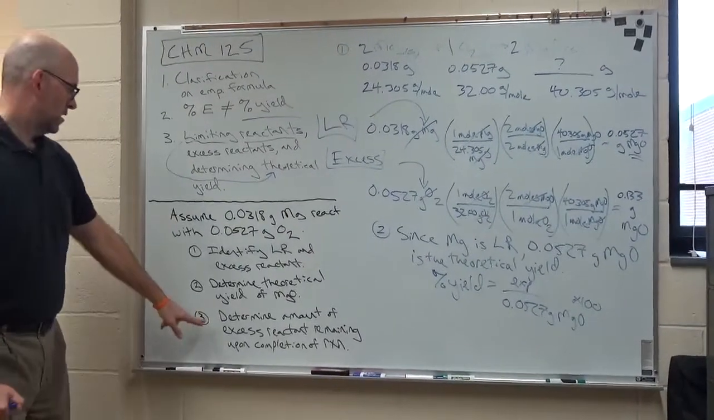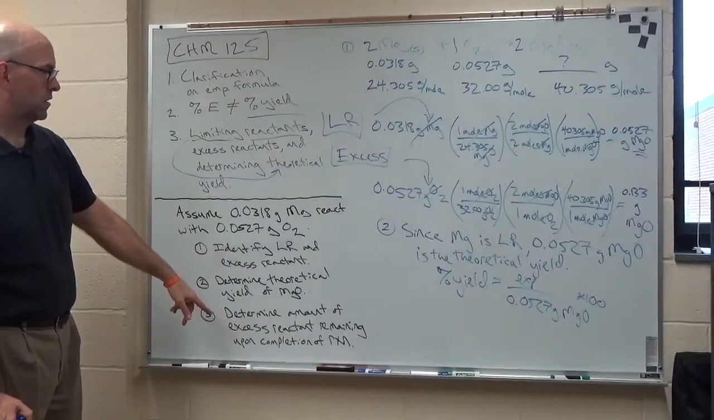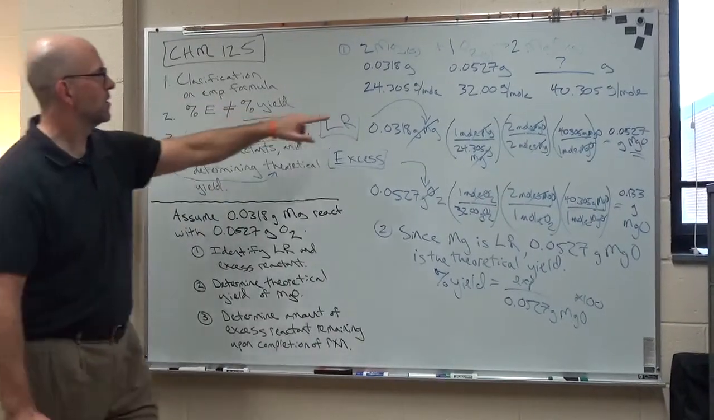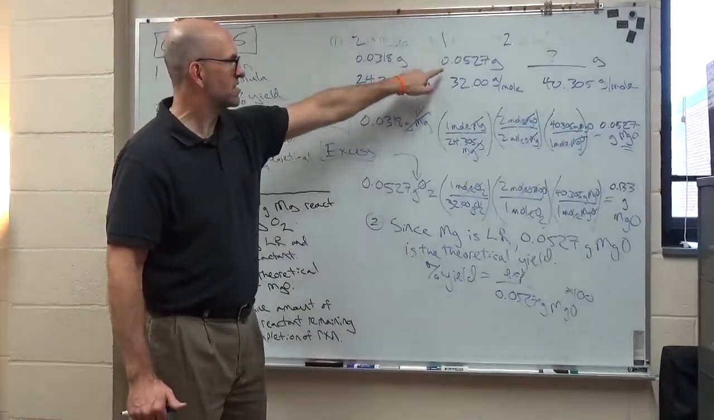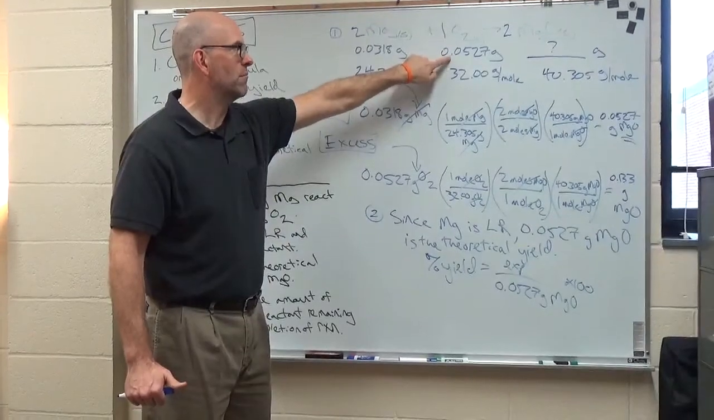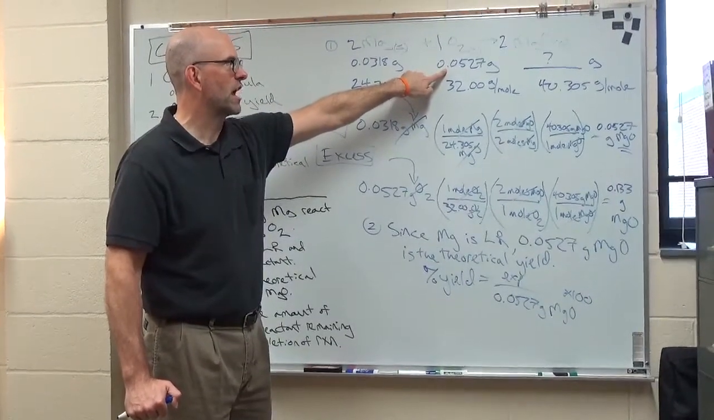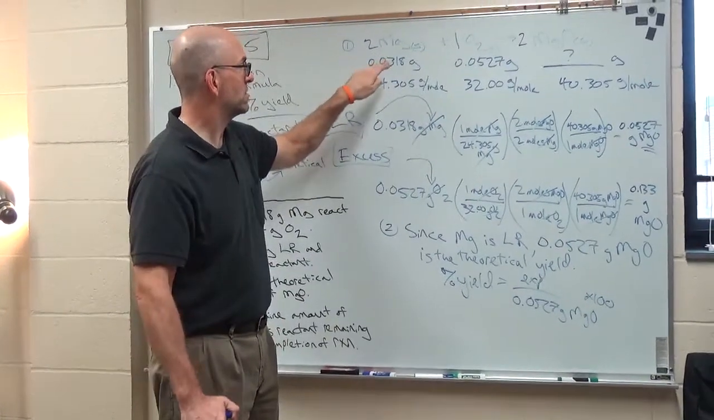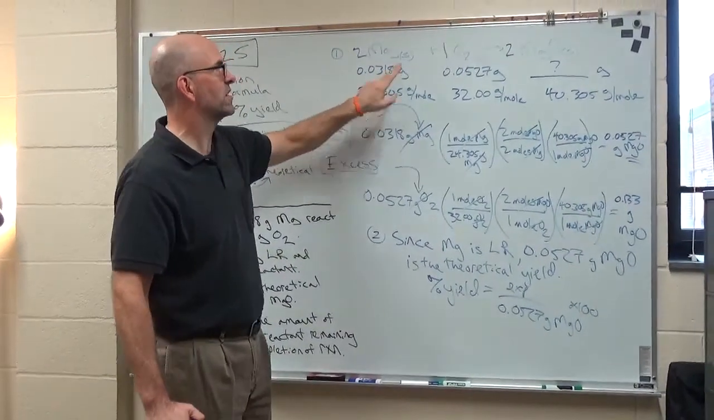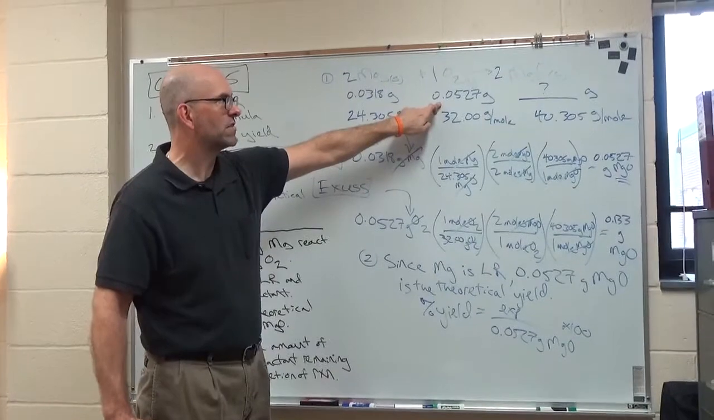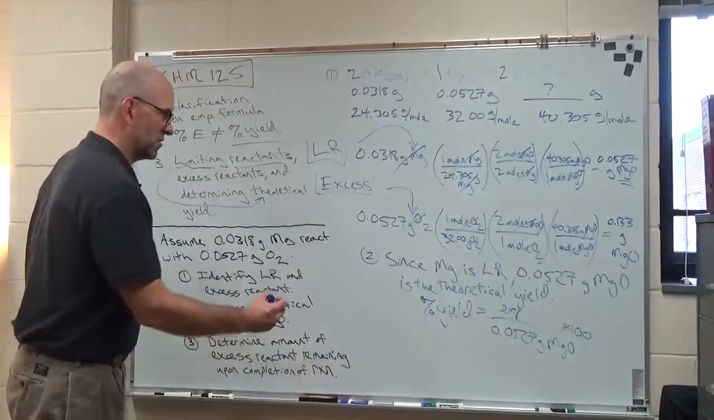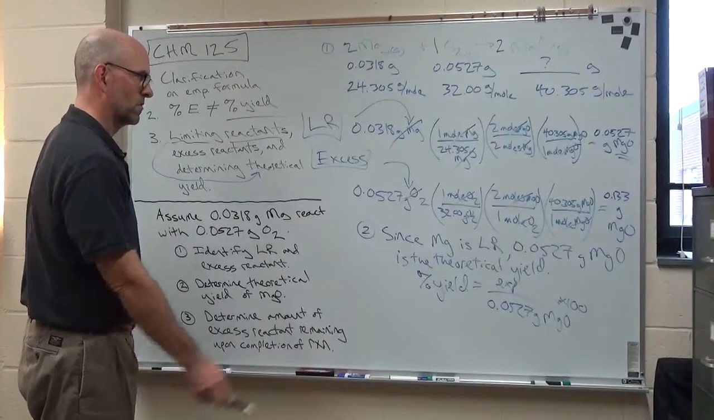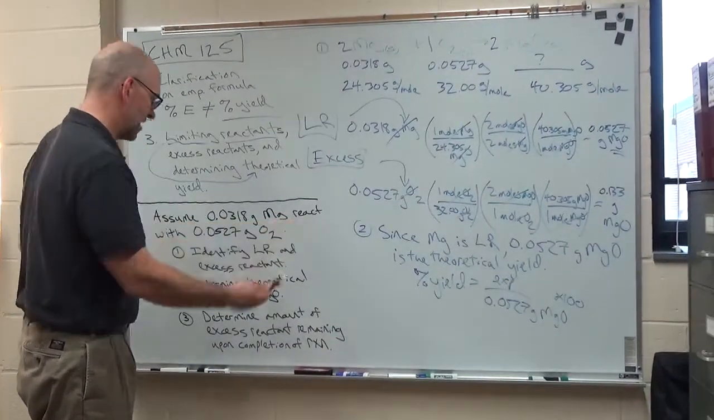Okay, so the last question is excess reactant. Well, we know oxygen's excess, so only some of this 0.0527 grams is going to get consumed. So at the end of the reaction, no magnesium will be left. Some oxygen will be left. Well, let's just do this real quick. I think I need to make some more space. So we have the theoretical yield. That's fine. I think I'll just erase this.